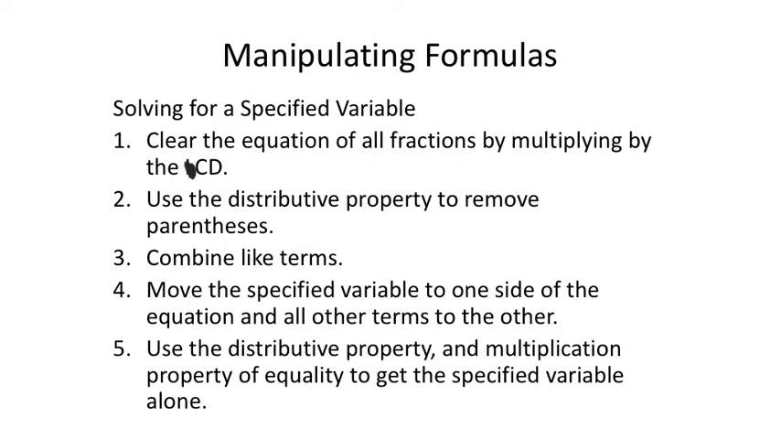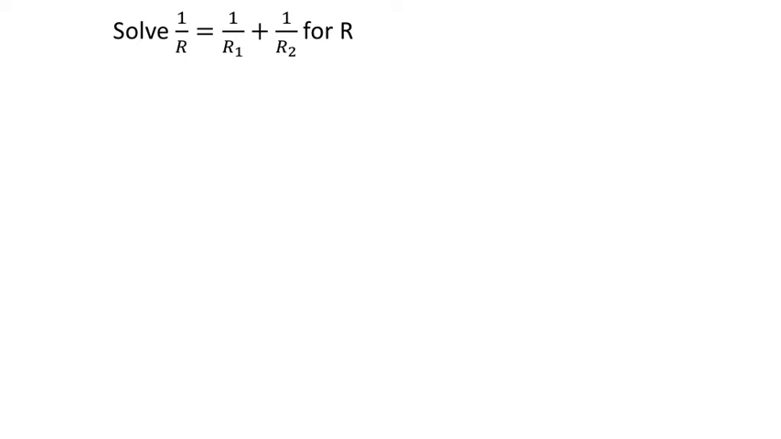So we need the variable that we're solving for on its own side of the equation, but sometimes you'll have two terms on the same side of the equation. The reason you need that to happen is so you can factor it out so that it becomes its own term. I think we'll see that. It says use distributive property and multiplication property of equality to get the specified variable alone. Yeah, we'll see. So we're going to solve for r. Now, like I was saying, what we would like first is to get common denominators everywhere.